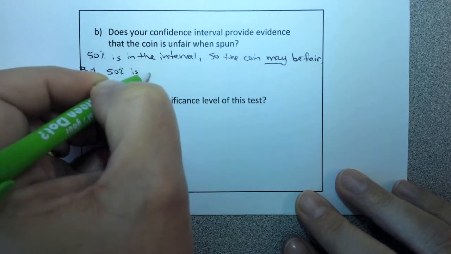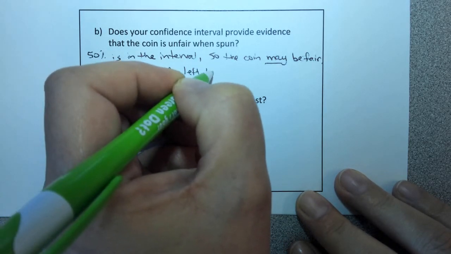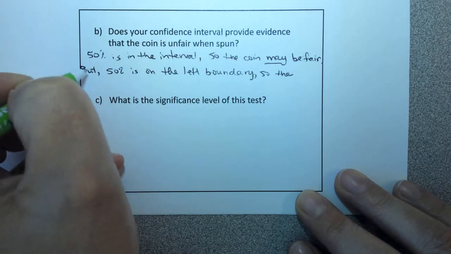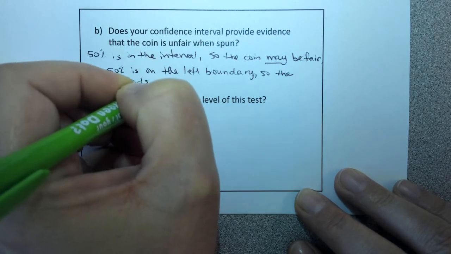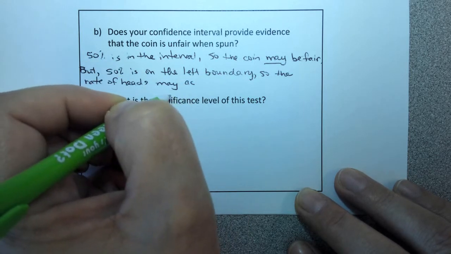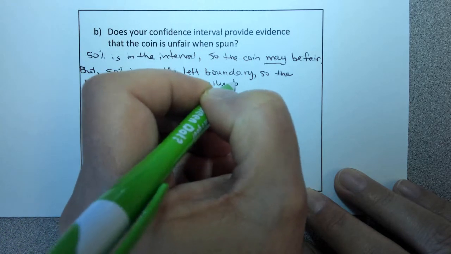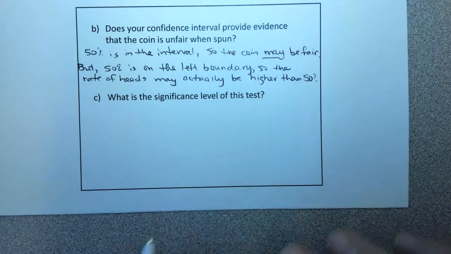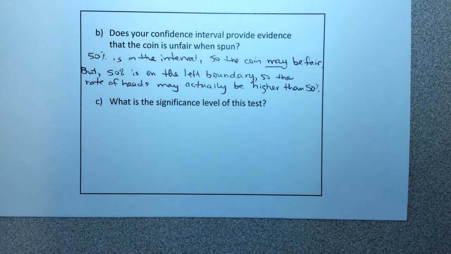50% is on the left boundary. So the rate of heads may actually, it's a weasel word, we're not sure, may actually be higher than 50%. So I kind of argued both ways because it is inconclusive when 50% is right on the border.